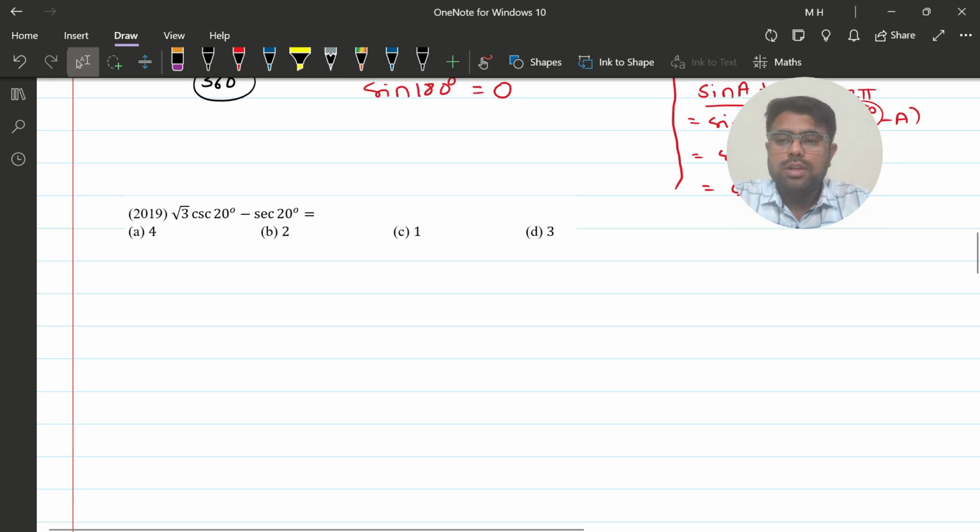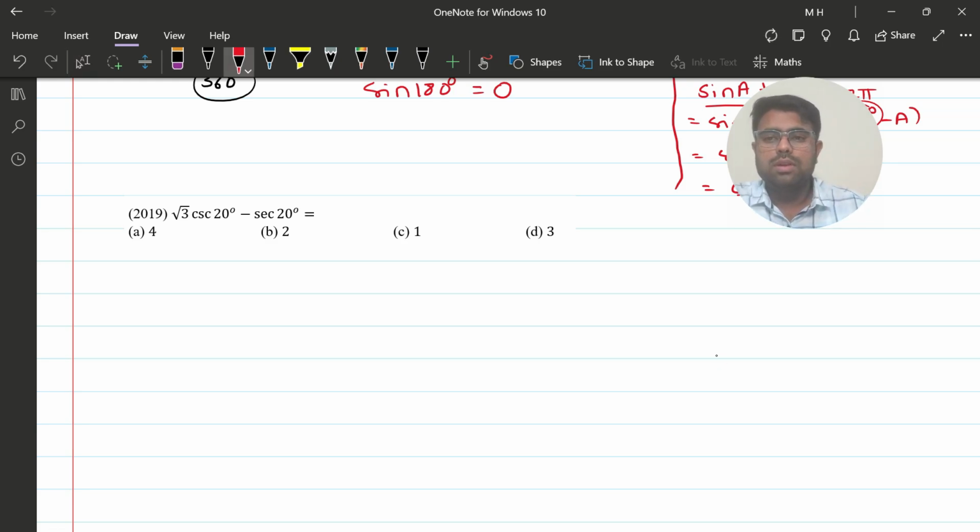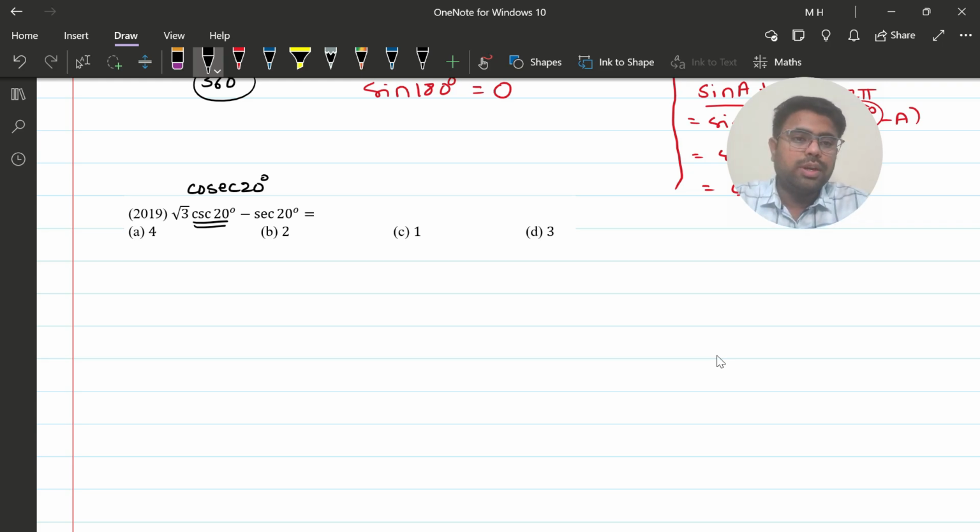The next question is root 3 cosec 20 degree minus sec 20 degree. Here cosec is CSC; you can write cosec like this also. This is a very beautiful problem. Such problems have been asked in previous year JEE Mains also, not exactly in 2024, but in the previous years. Why did I say this?